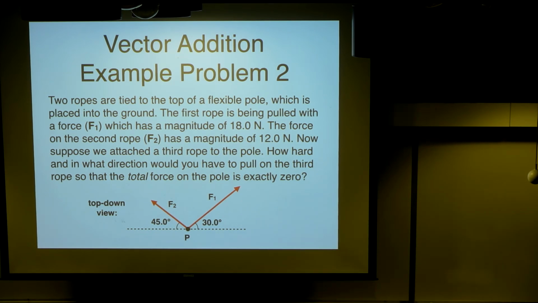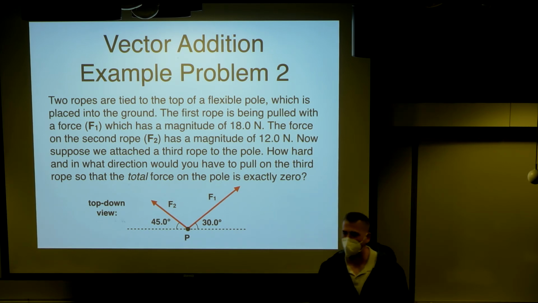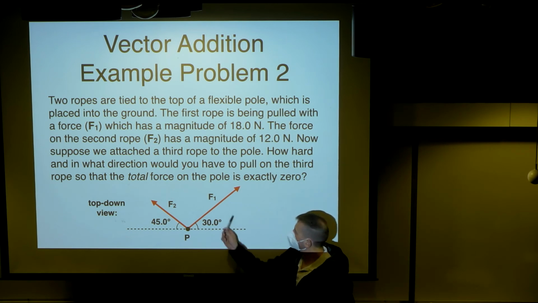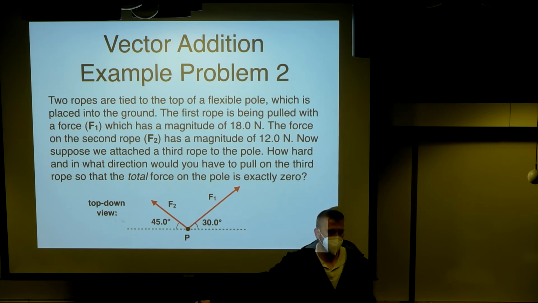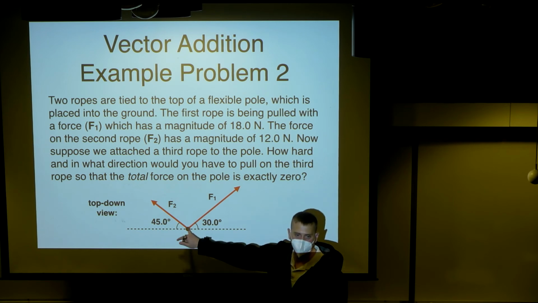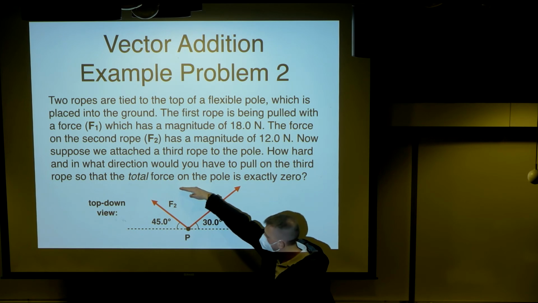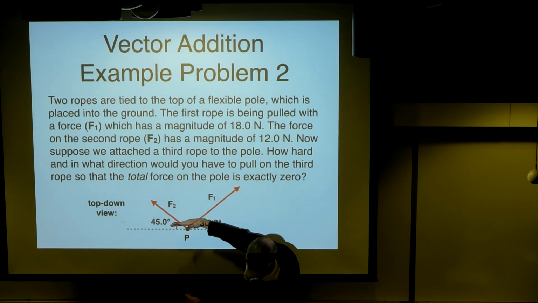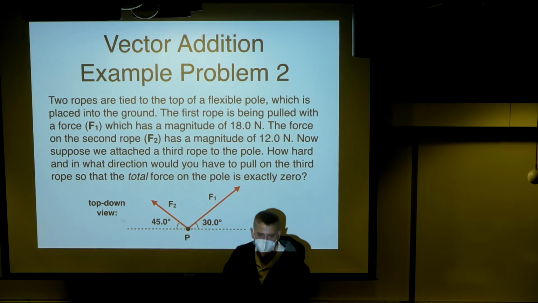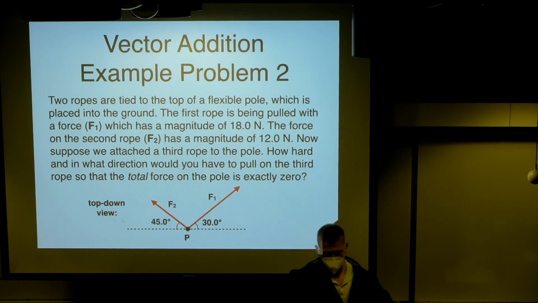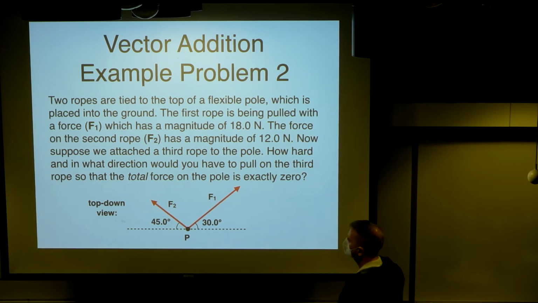So the question is, suppose we had a third rope that we attached to the pole. How hard would we have to pull that? So what would the force be, and in what direction would that force have to be in order for the total force to go to zero? So you see how if you had these two forces, the pole would kind of flex this way. But if I were to balance it out with another pole going down this way, I could get it to all balance out. That's what we're trying to find.